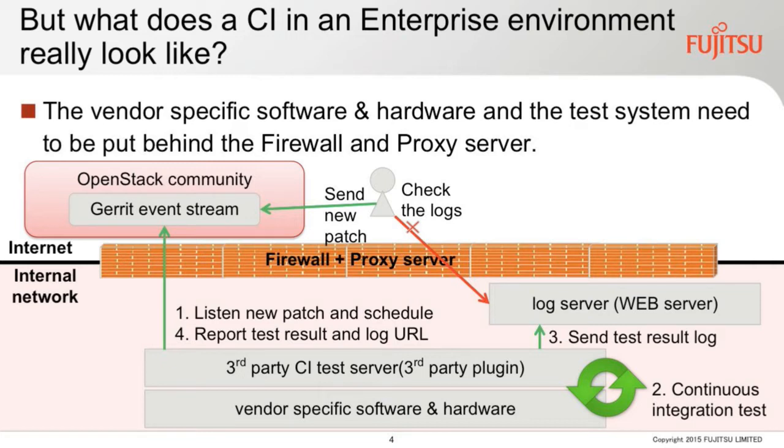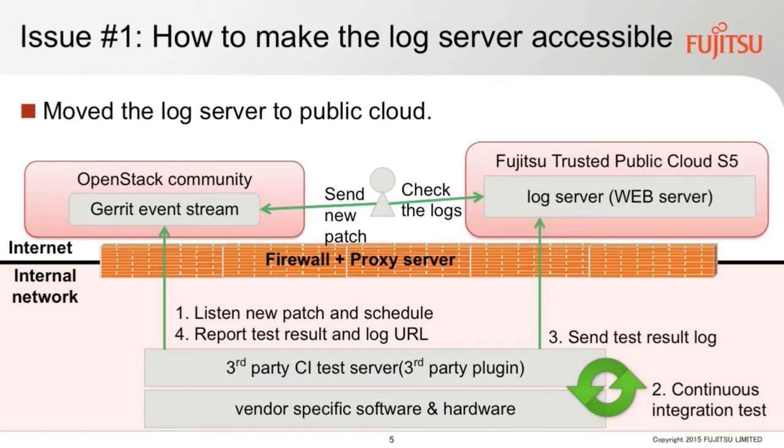But what is it like in the real environment of the enterprise? It will look like this. There's a firewall proxy server there to block users from accessing the log server. You can't just walk into the enterprise environment from the front door, just like your home. So we must solve this problem. What we do is move the log server to the public cloud. We just need to send the log to the log server outside, and then contributors can check the logs anytime they want. But is it the whole story?